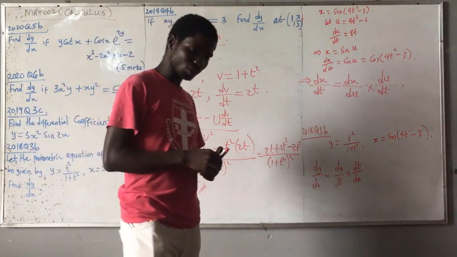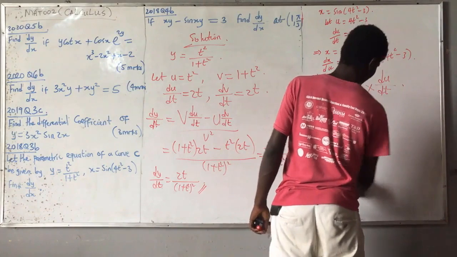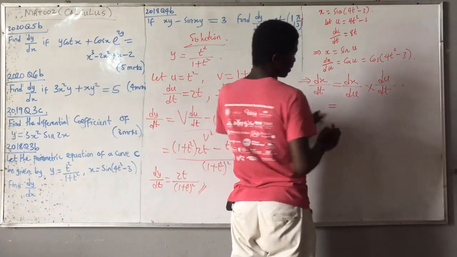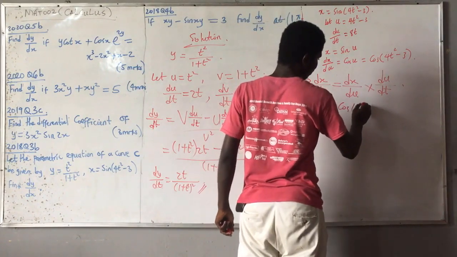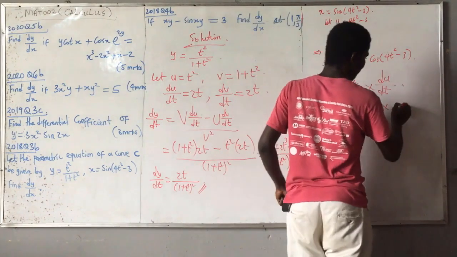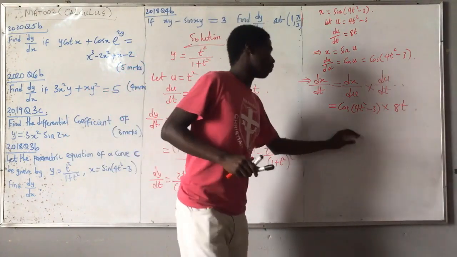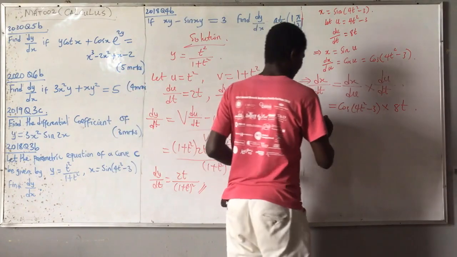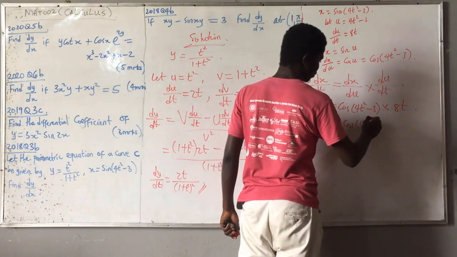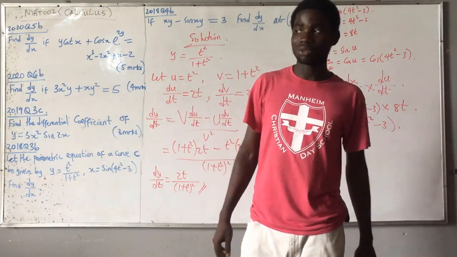So now, to complete this question, ds/du is cos(4t² − 3), multiplied by du/dt. du/dt is 8t. Right? du/dt is 8t. Now multiply it, and you have 8t cos(4t² − 3). That is what you are going to have at the end of the day.